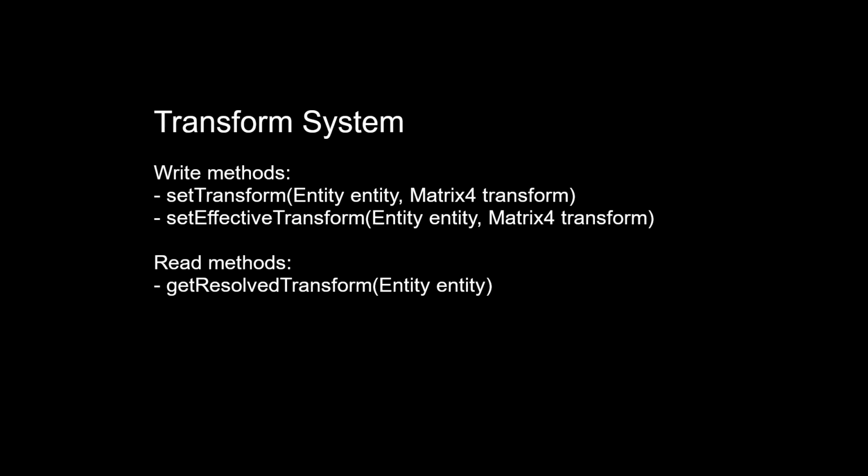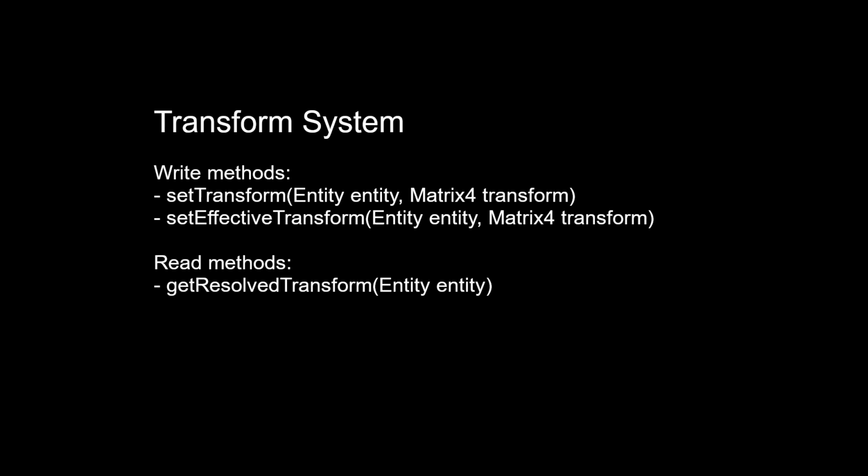To set a transform of an entity, you should call one of the two methods. Either setTransform, which sets the local transform of the entity, or setEffectiveTransform, which sets the local transform to the value that is required in order for the entity to have a resolved transform of the passed value. Each entity that has its resolved transform changed during this operation will be notified via transformUpdated event. To retrieve a resolved transform of an entity, you should call getResolvedTransform method. This method will return a Matrix4 that defines the transformation of the entity in relation to the world.